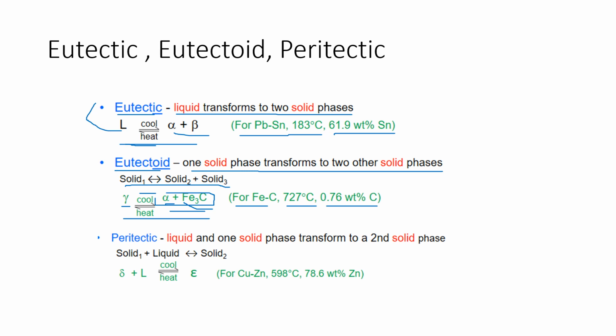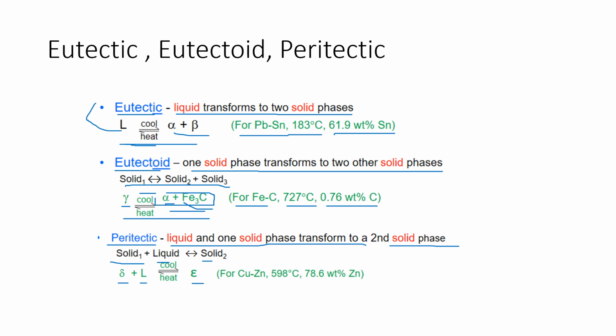Peritectic reaction. The reaction occurs when a liquid and one solid phase transform to a second solid phase. Liquid plus solid transforms into a second solid phase. Peritectic: the example is when delta iron is mixed with liquid iron, pure iron. When it is cooled, we can get another solid.